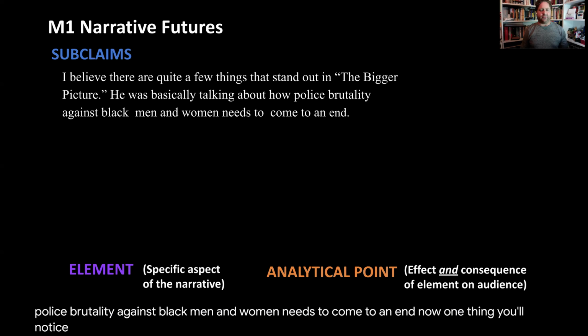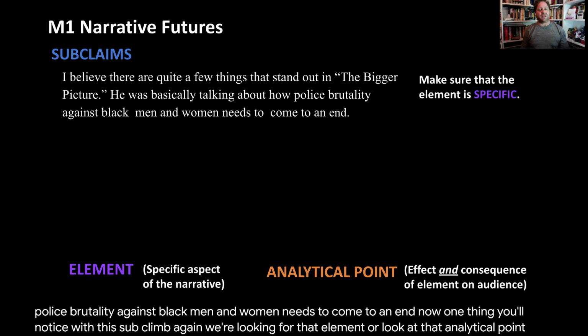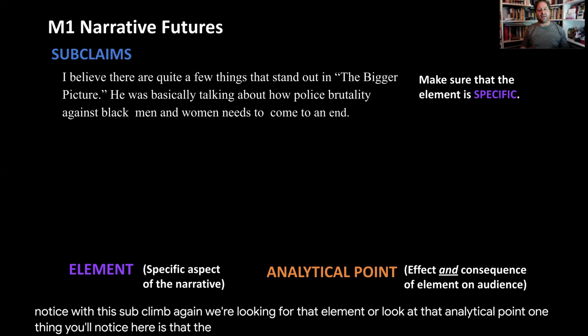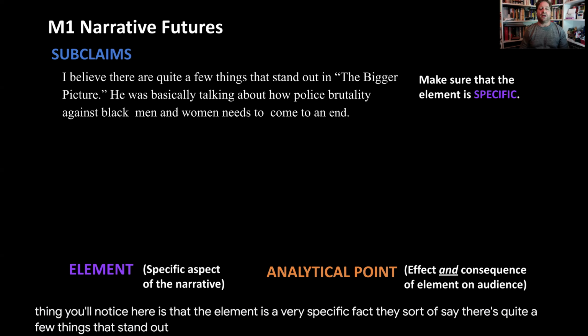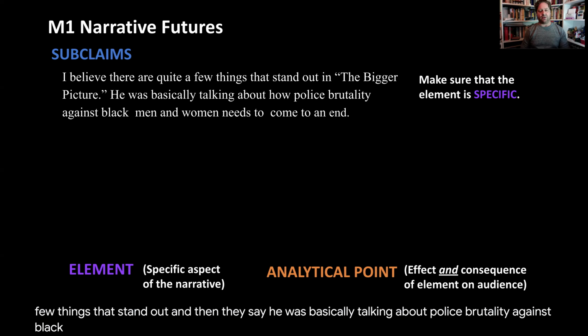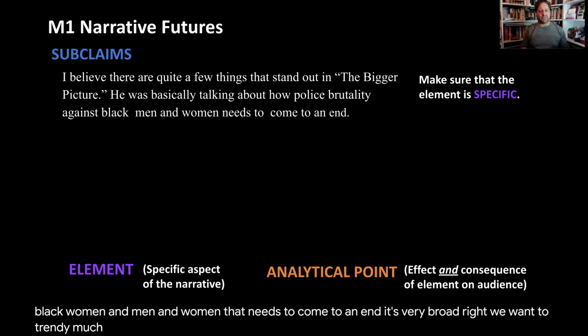Now, one thing you'll notice with this subclaim, again, we're looking for that element, that analytical point. The element isn't very specific. In fact, they sort of say there's quite a few things that stand out. And then they say he was basically talking about police brutality against Black women and men and women that needs to come to an end. It's very broad, right? We want to try and be much more specific with a subclaim.